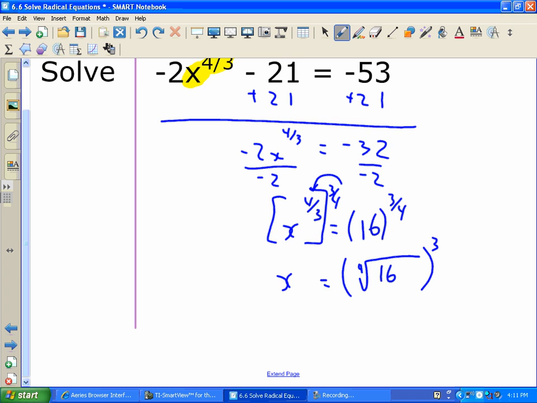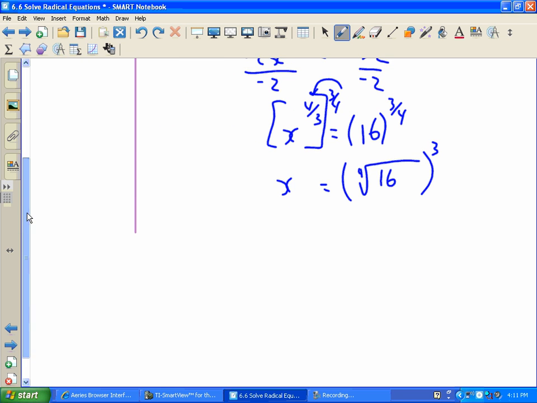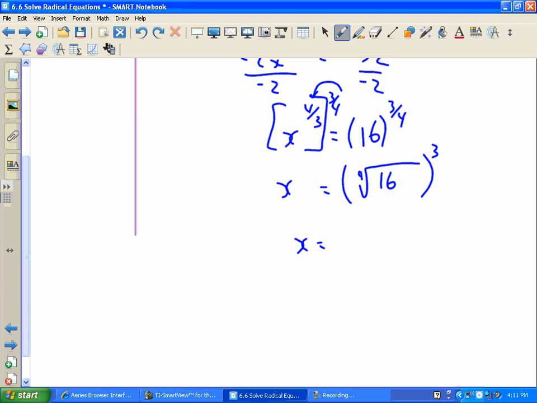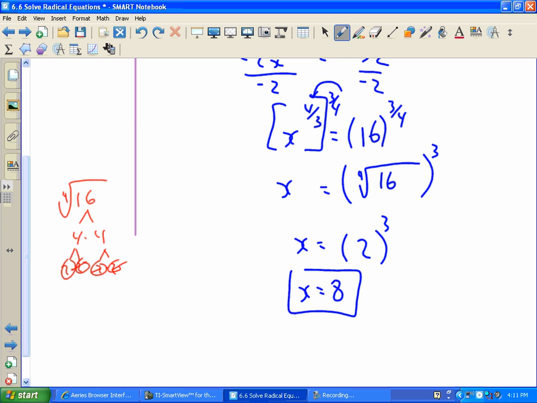Again, changing it to radical form. The 4th root of 16. Remember to factor tree this. 1, 2, 3, and 4. 1 goes outside. The 4th root of 16 is 2. Now I need to cube 2. 2 cubed is 8.